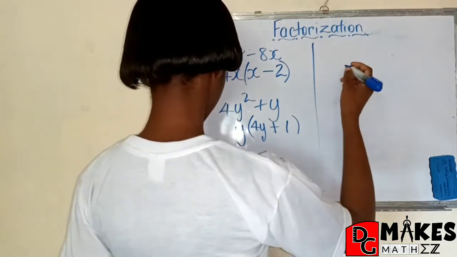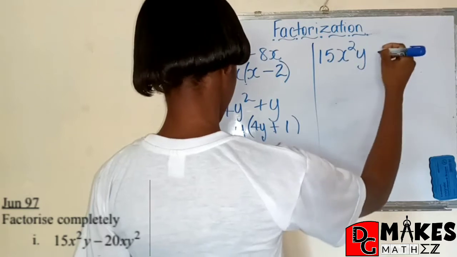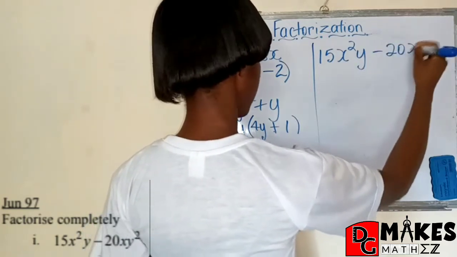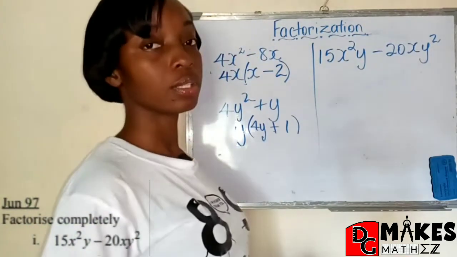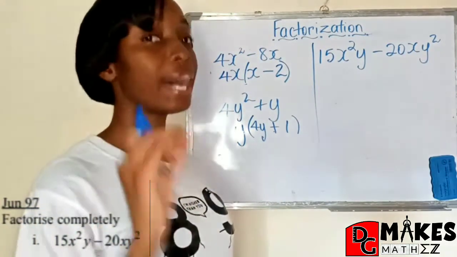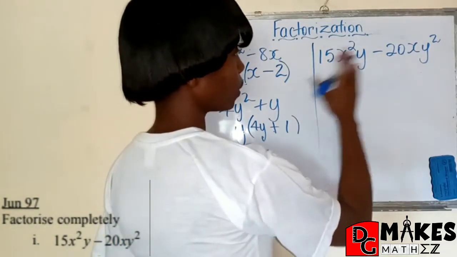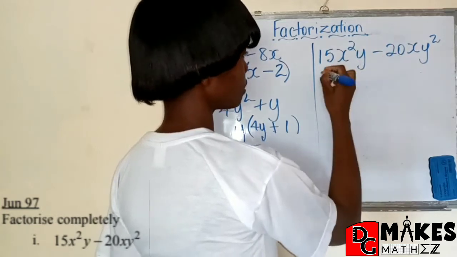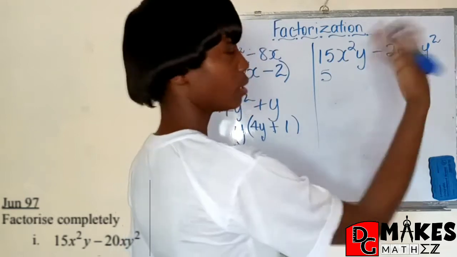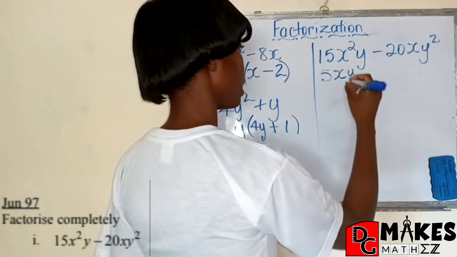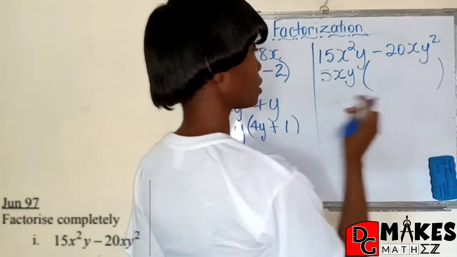Our third question is 15x squared y minus 20x y squared. And we will be factoring out, again, we'll be removing the highest common factor. So you take it one step at a time. What's the highest common factor for 15 and 20? That's 5. Highest common factor for x squared y and xy squared, that's going to be xy. And we have our brackets.